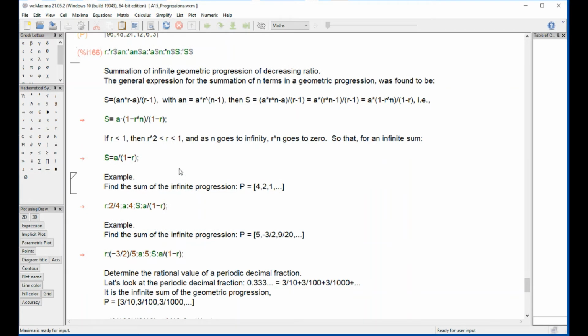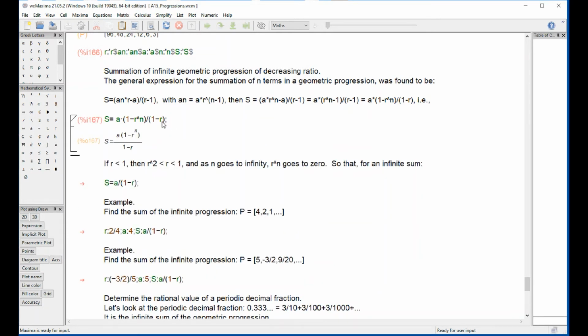Next, the summation of the infinite geometric progression of decreasing ratio. So suppose that the ratio is decreasing, that is, less than 1. And this is an infinitely long sum. We have this expression for the sum in general, and this is the last term. If we replace this into here, the sum simplifies to this.